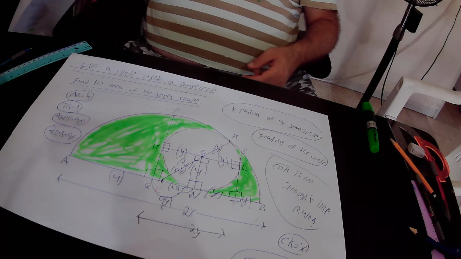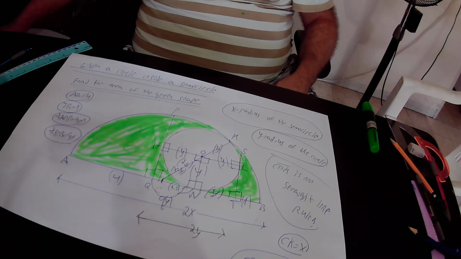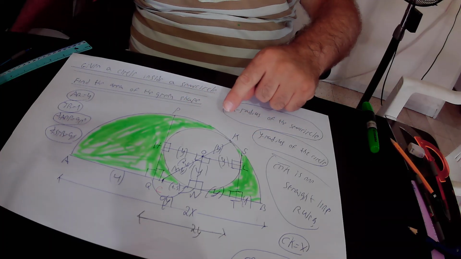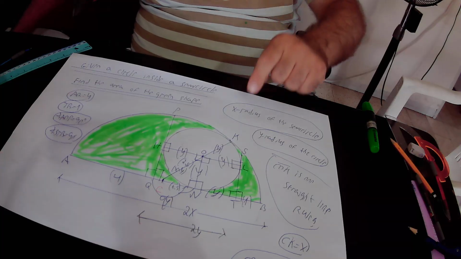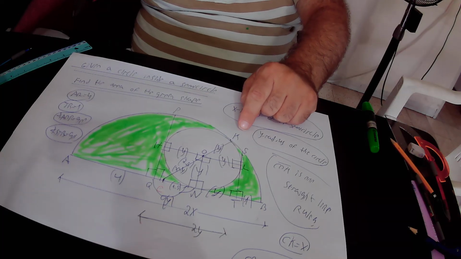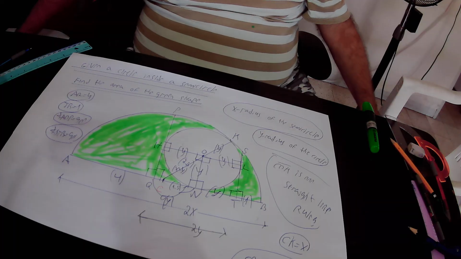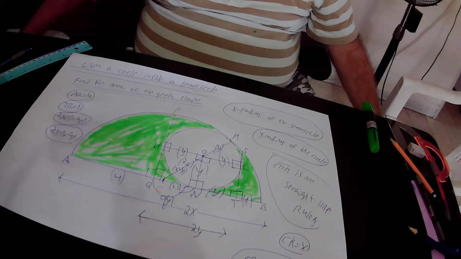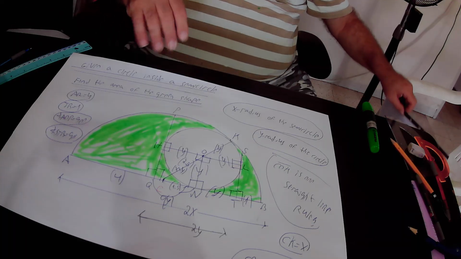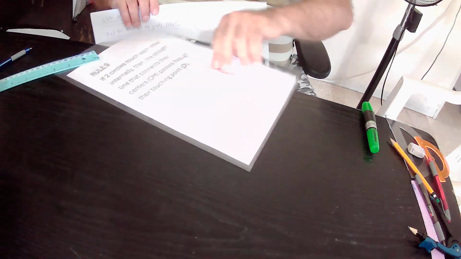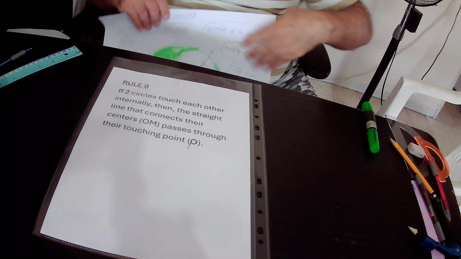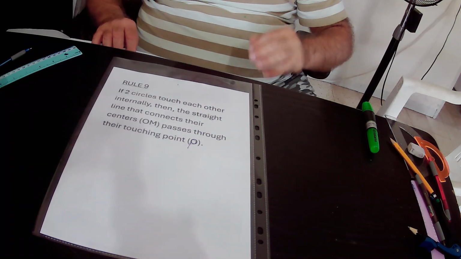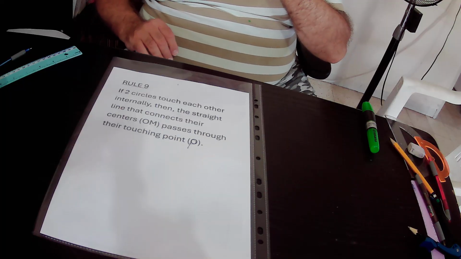So here we can implement rule 9, because we have an internal touch between the semicircle and the small circle. That is to say, they touch each other internally at this point K. We can click on rule 9. According to rule 9, if two circles touch each other internally, then the straight line that connects their centers passes through their touching point.